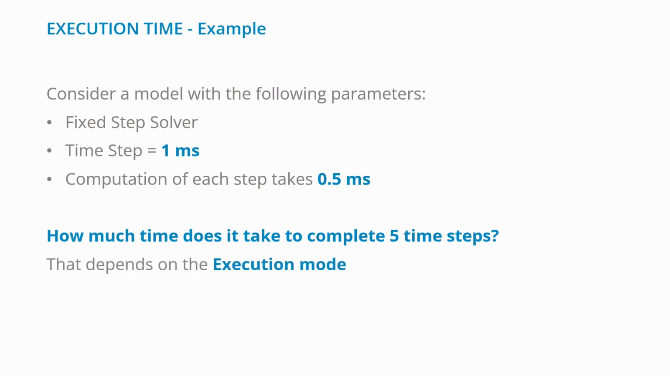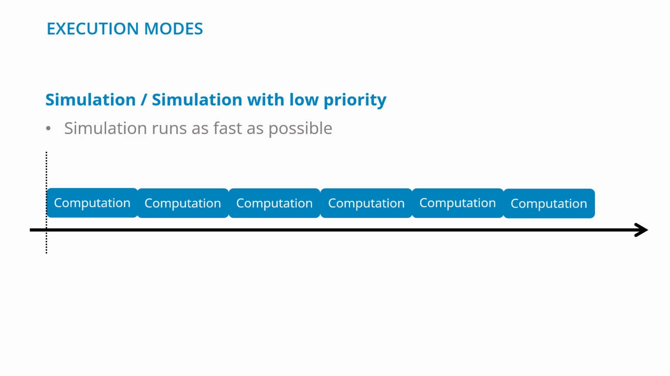5 time steps represents 5 milliseconds in the simulation. When our model is configured to run in simulation mode, it executes as quickly as possible with no CPU idle time. Therefore, it would take 5 times 0.5 milliseconds, or 2.5 milliseconds of real-world time. In other words, the simulation time would run faster than the time of a clock on the wall.